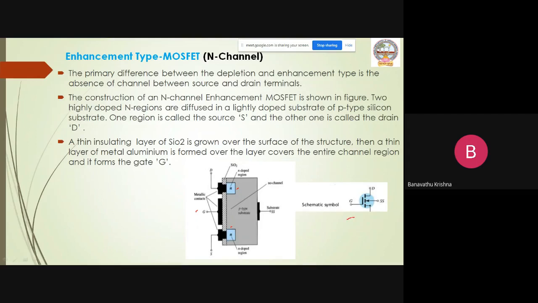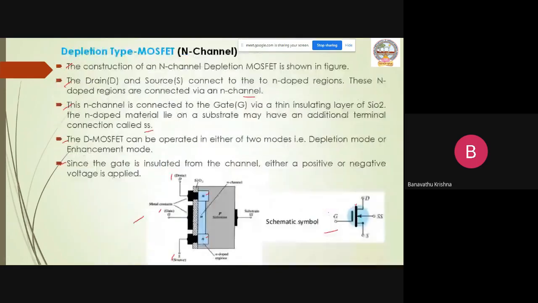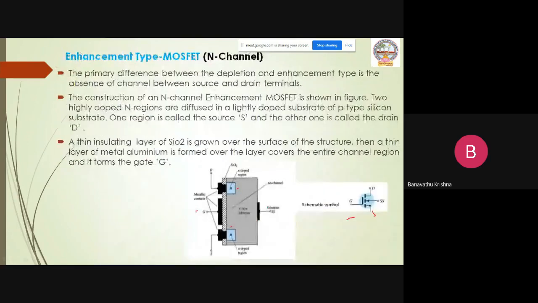Let us see the comparison of the schematic symbol of the depletion mode device and the enhancement mode device. In a depletion mode device, this is the channel symbol, where the thick line is available and joined together, whereas in the enhancement mode device there is no connectivity of this particular line. So this type of representation is nothing but the enhancement mode device.